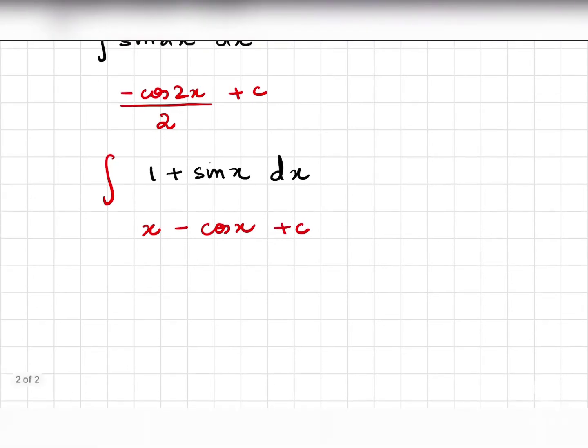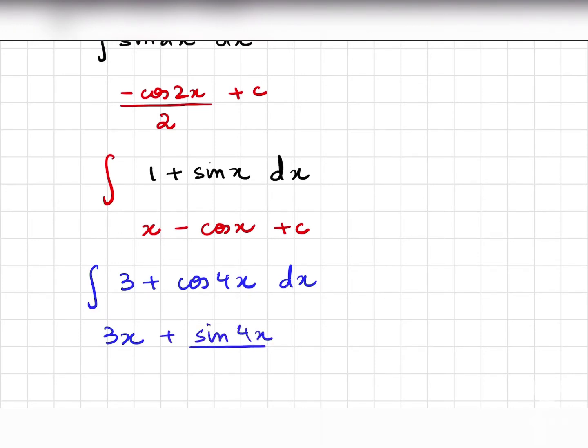Alright, let's move on to the cos. So integrate 3 plus cos 4x now. What do you have to do? You just add an x to the constant and you change the cos to sine 4x divided by the differential of 4x, which is 4, and a plus c. This is your final answer.